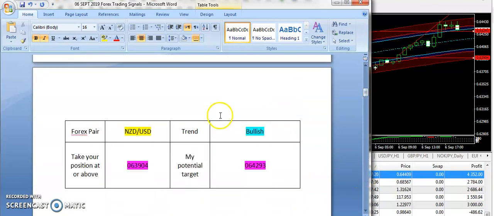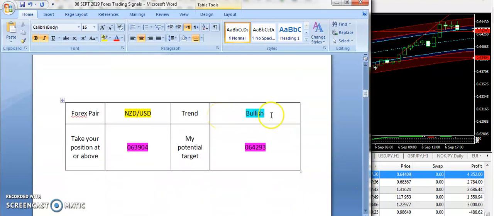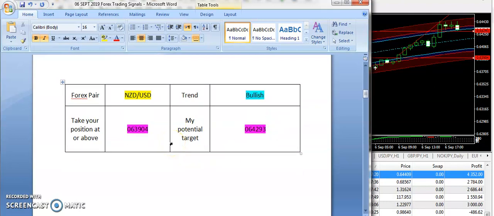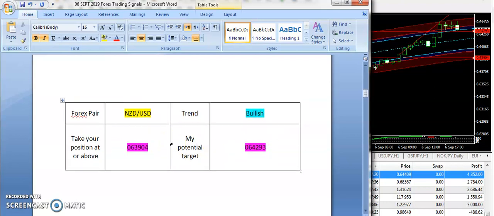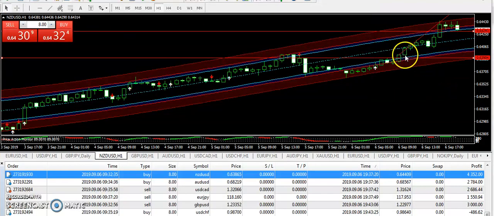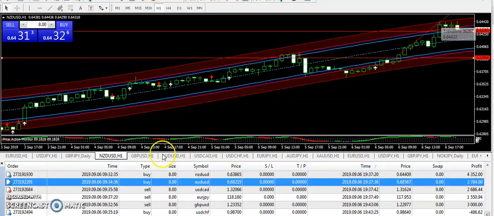Yesterday we have taken the U-turn on 3 pairs only, so that's why we have not updated the video. But today we are going to talk about the pairs that have hit as per the signals report. So starting with New Zealand USD with a bullish expectation from 0.63904 and 0.64293 is the target price. And guys, you can see a sweet bullish trend on New Zealand USD, and it has gone beyond the barriers of the target price. So congratulations to all those traders who have taken the buy positions today on this pair. They must have ended up with very good profits.